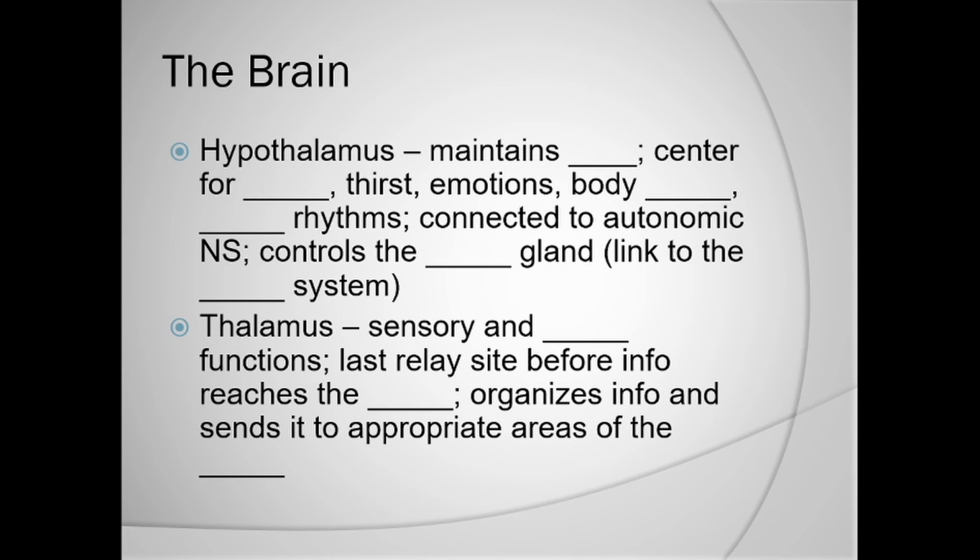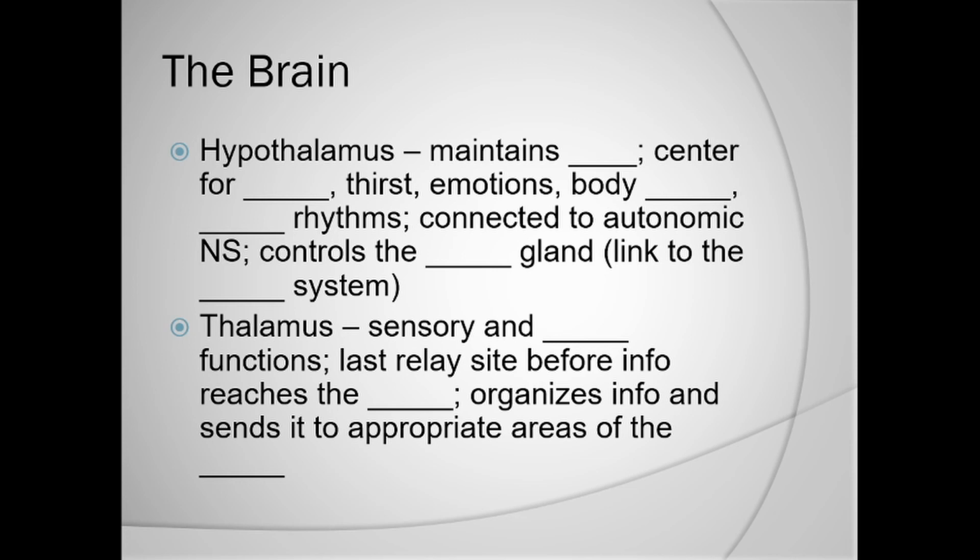It controls the pituitary gland, which makes it a link to the endocrine system, because the pituitary gland is what controls the endocrine system, and the pituitary is controlled by the hypothalamus. So this links the nervous system to the endocrine system.